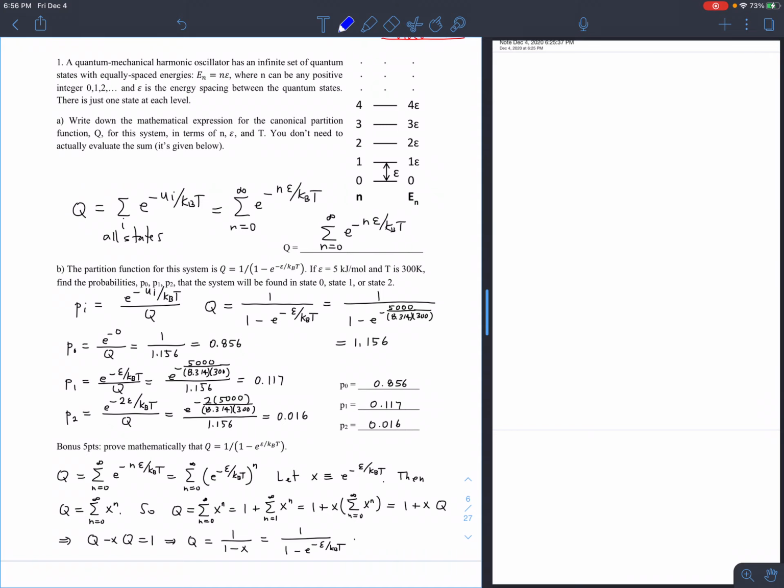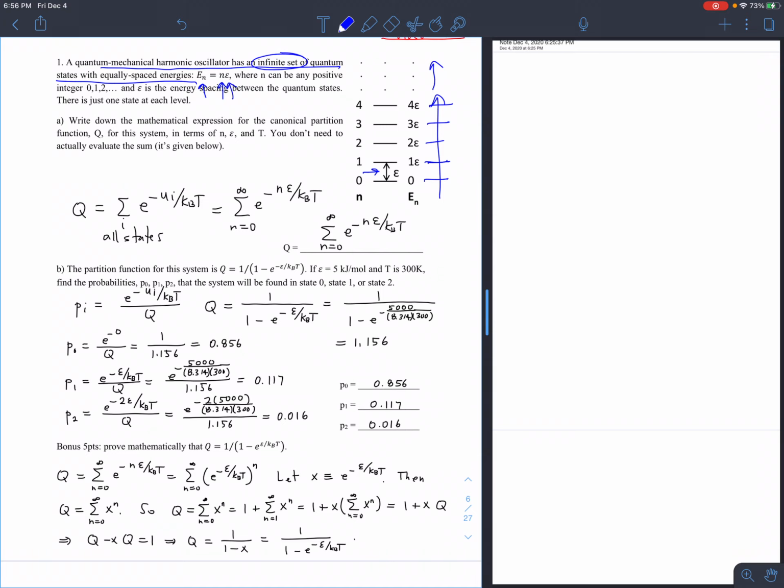A quantum mechanical harmonic oscillator has an infinite set of quantum states with equally spaced energies. Here are the energies, but they keep going to infinity. All the energies are equal to some quantum number n times a gap size. So the little Greek epsilon there is a gap size. And depending on what n is, you are on 0, 1, 2, 3, 4, and so on.